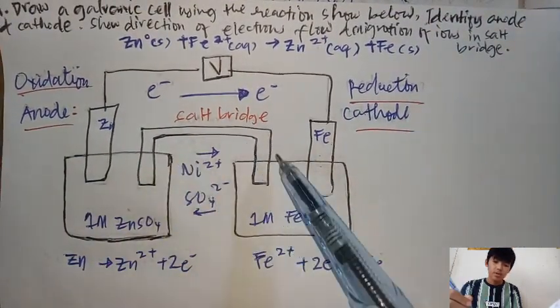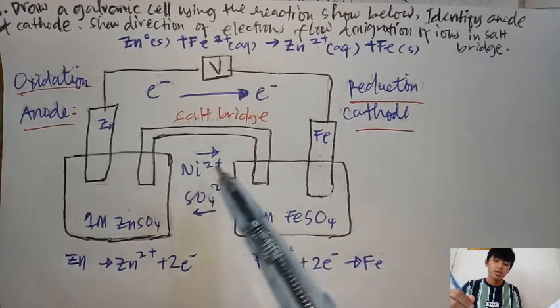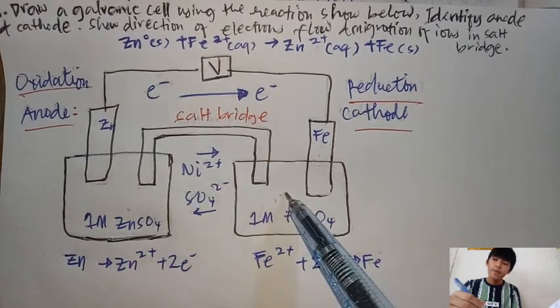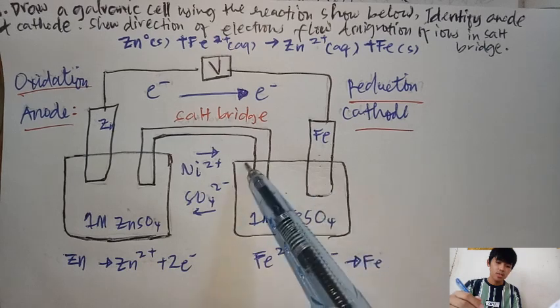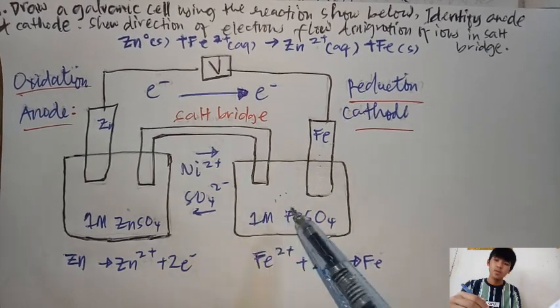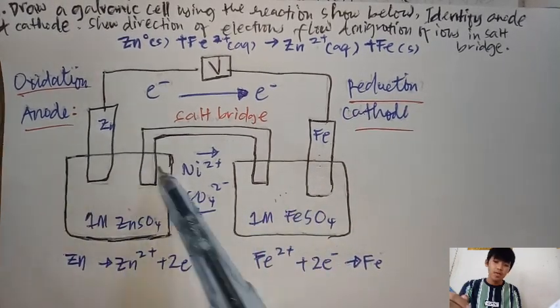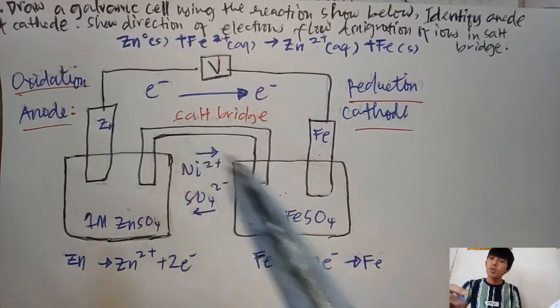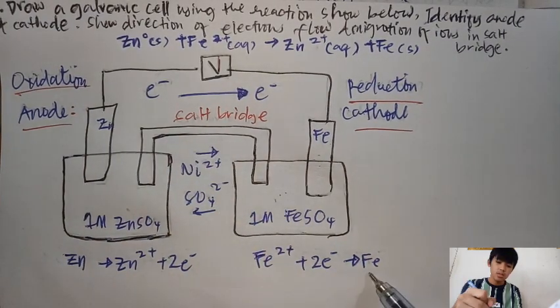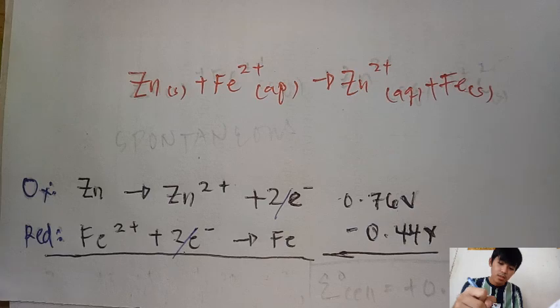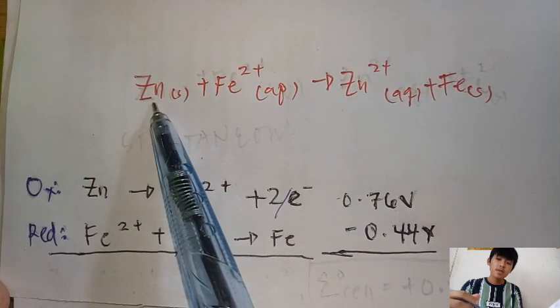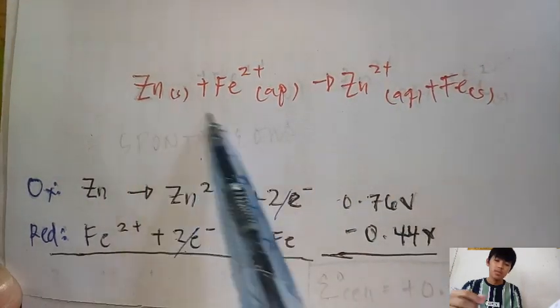So the salt bridge will balance the charges, and the nickel 2 plus ion here will go on the right side to balance the negatively charged particle on this side. The sulfate from this side will go here to balance the positive charge in this solution. So that's the function of the salt bridge, and we have the two half reactions. Again, to calculate the cell potential for both of these half reactions, you just have to add them, and this gets cancelled. So we have this overall net reaction, which was already given earlier.